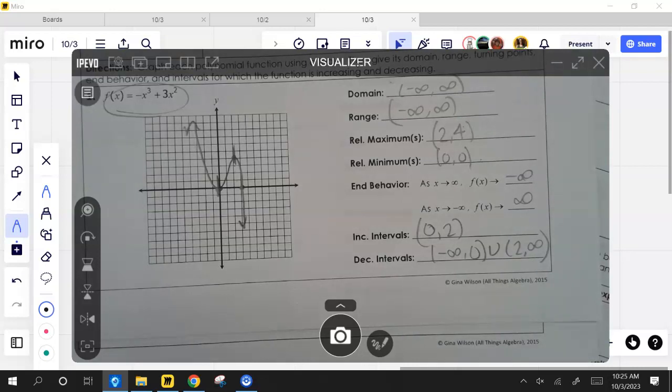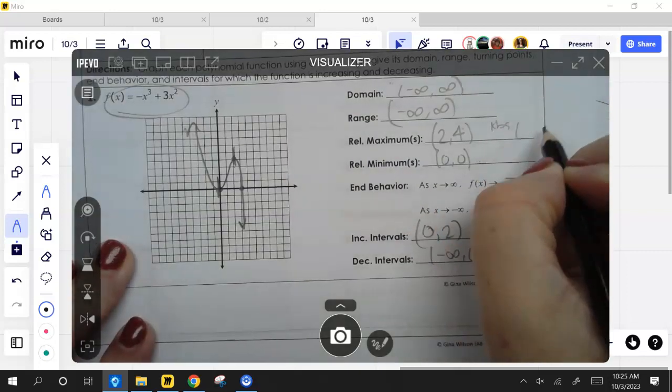It won't, but if you happen to have one, just come over here and write absolute and then put the point.